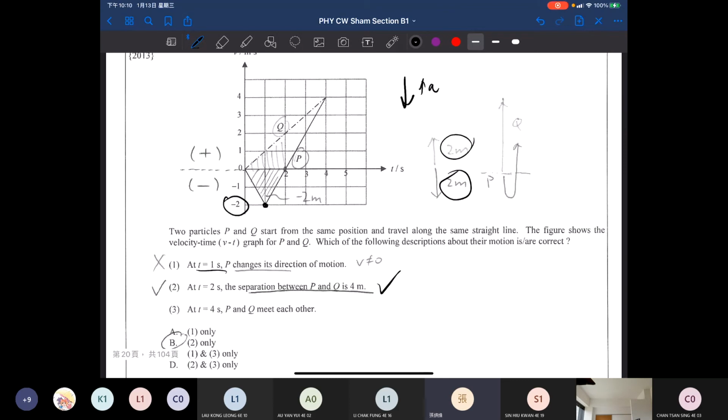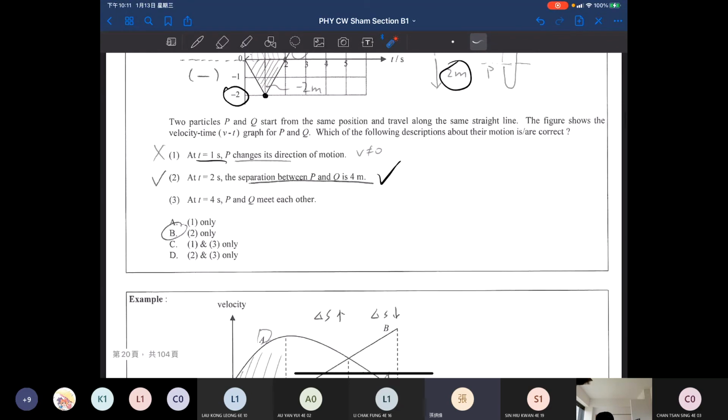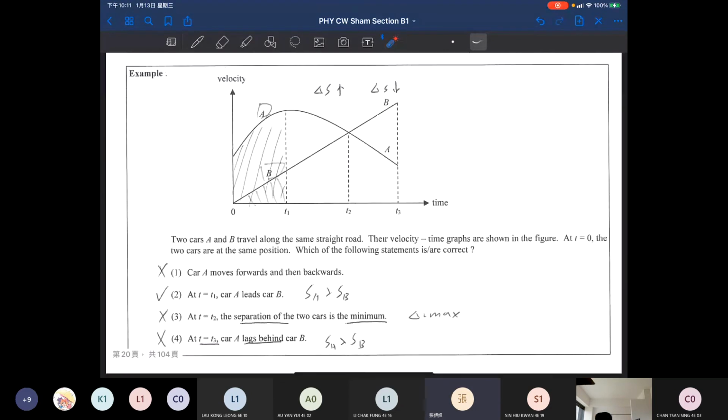So that means they have to have the same displacement under the curve. However, you can see for Q, the displacement under the curve is this part. For P, the displacement under the curve is this part minus this part. They cannot be the same. Okay, so the answer is B.